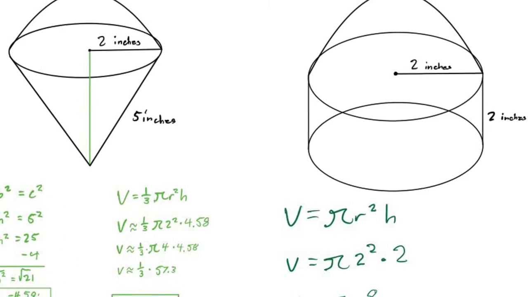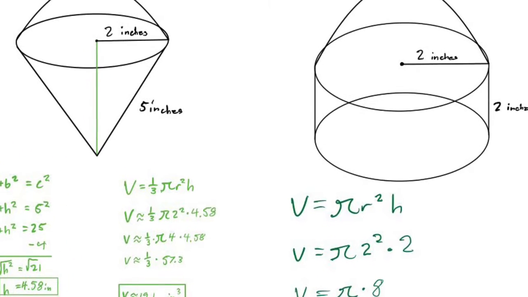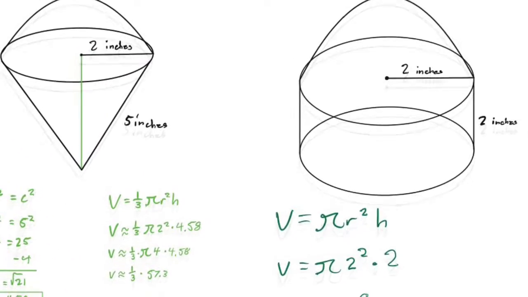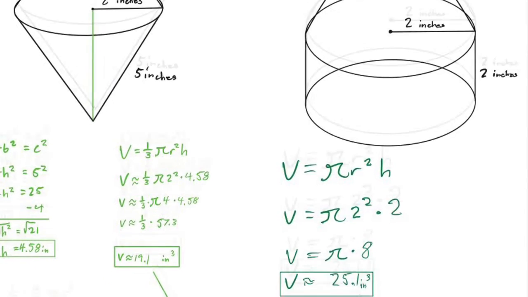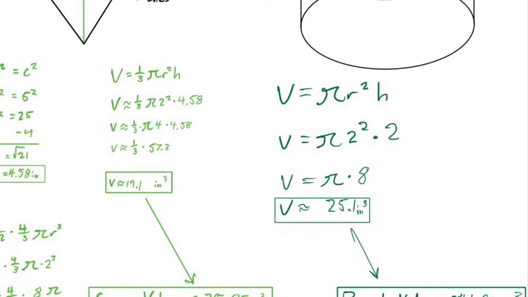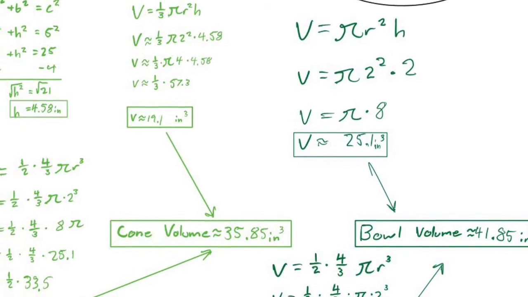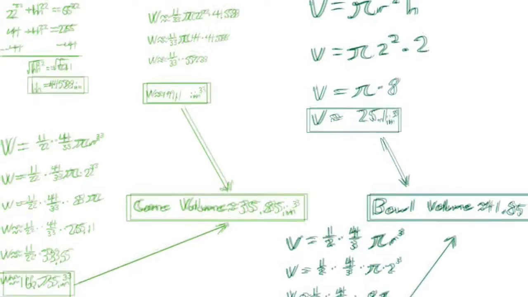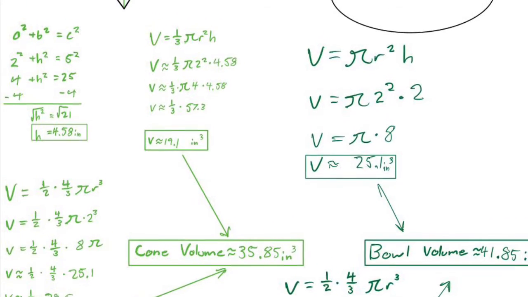Then, we need to find the height of the cone. We're going to use the Pythagorean theorem to find our height, which is a squared plus b squared equals c squared, and then take 2 squared plus h squared equals 5 squared. 4 plus h squared equals 25. Subtract 4 from both sides, and we get h equals 4.58 inches.